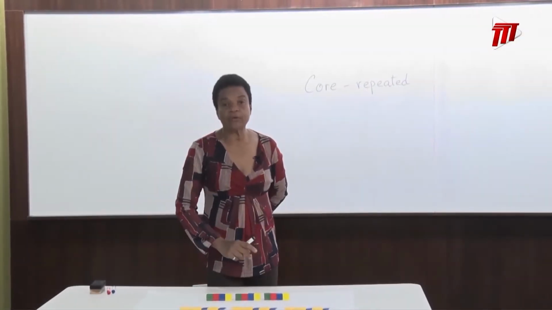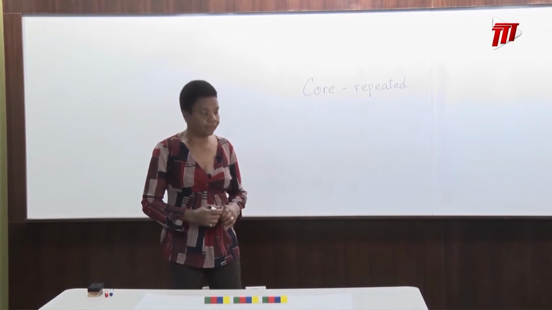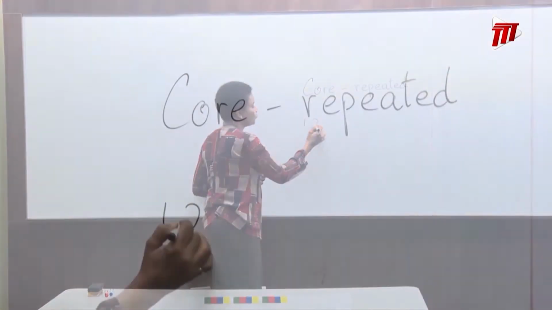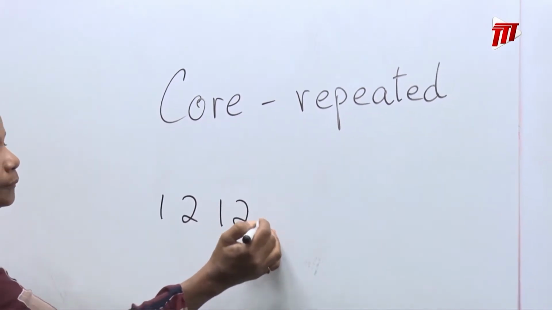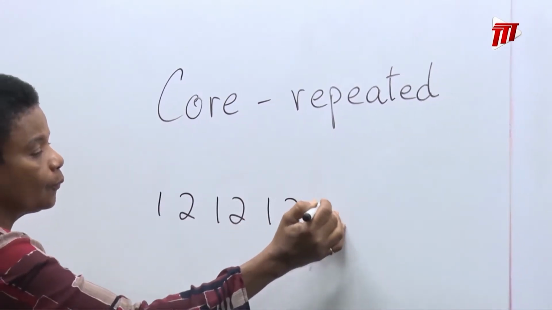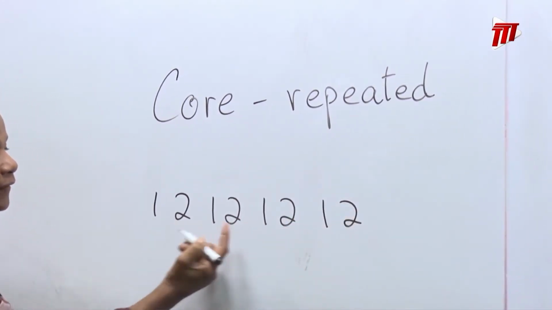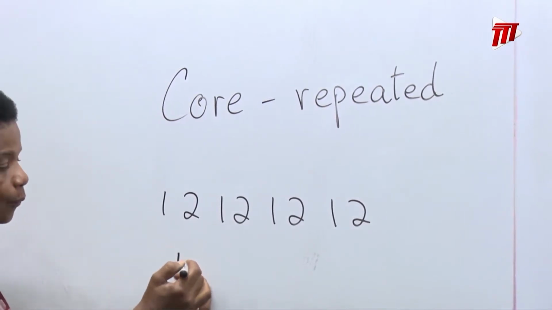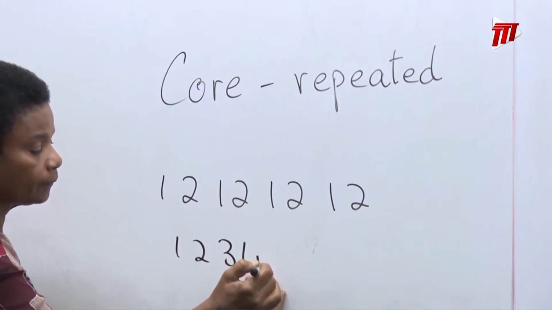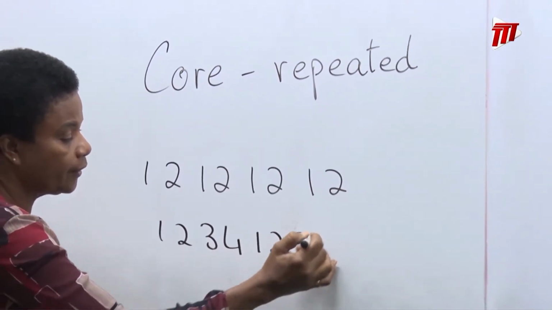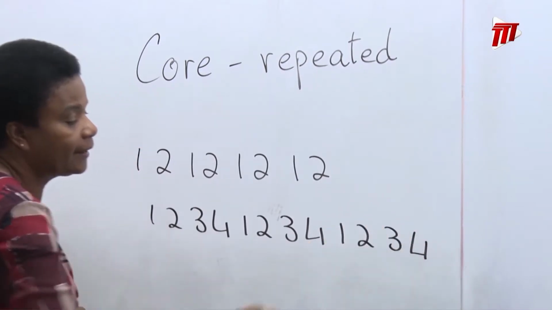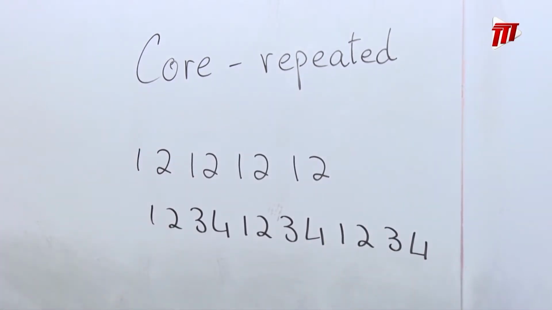But patterns can also be repeated in numbers. For example, I can have 1, 2, 1, 2, 1, 2, 1, 2, and that is a repeated pattern. I can also have 1, 2, 3, 4, 1, 2, 3, 4, 1, 2, 3, 4. Again, that is a repeated pattern.